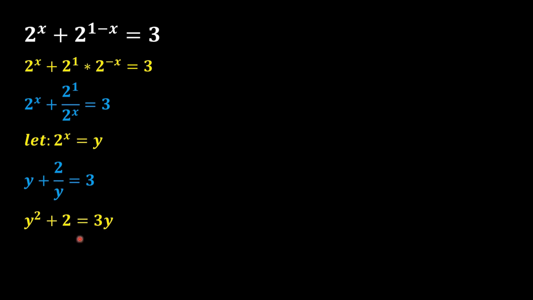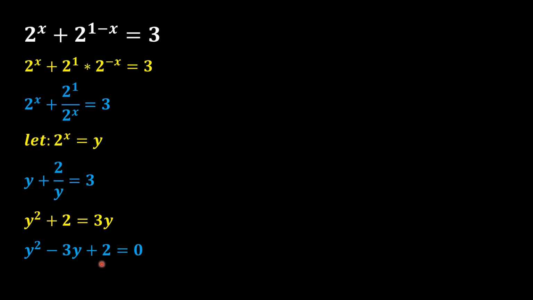Now in the next step we should make this equation in the standardized form. As a result, we should get y square minus 3y plus 2 equal to 0. How? Simply this 3y will move from one side of the equation to the other side of the equation and convert from positive 3y to minus 3y. And our new equation will be y square minus 3y plus 2 equal to 0. This is a quadratic equation, you can see clearly, and this is a factorizable equation.